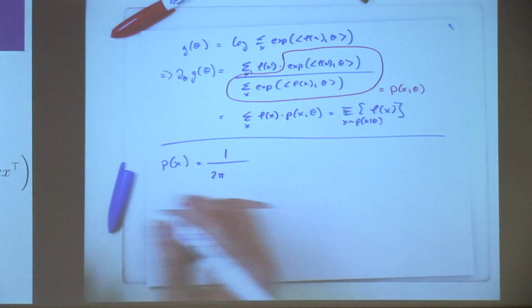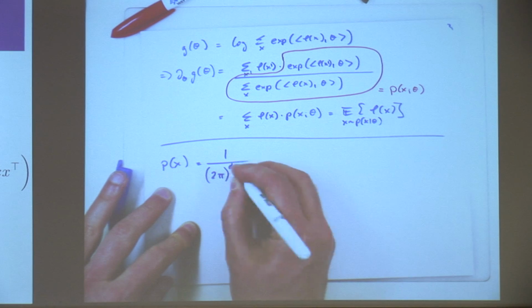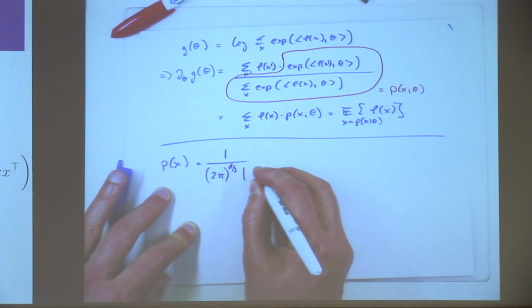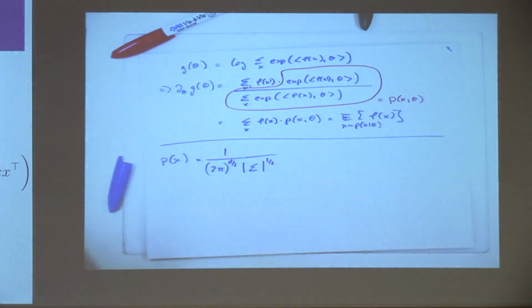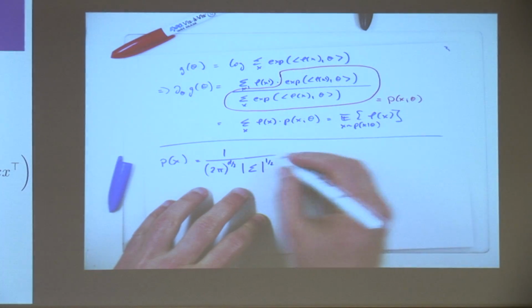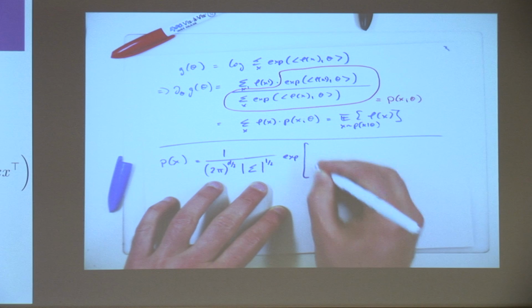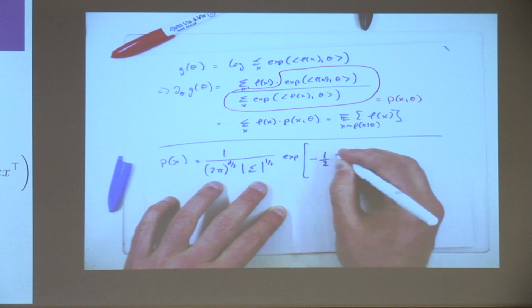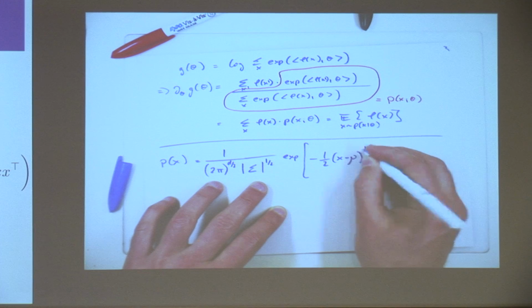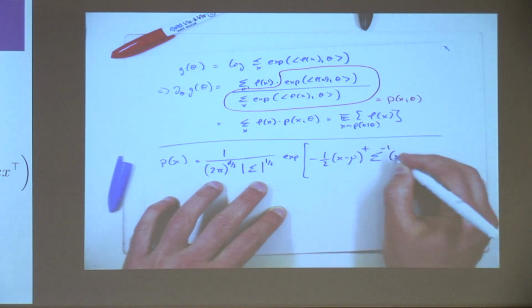So we have p of x given by 1 over 2 pi to the d over 2, times the determinant of the covariance matrix to the 1/2. I might just keep it there. Okay, good to know. I think I'll just leave that there for the moment. So we have this mess here, which just makes sure that things are properly normalized, times e to the minus 1/2 x minus mu transposed sigma inverse x minus mu.